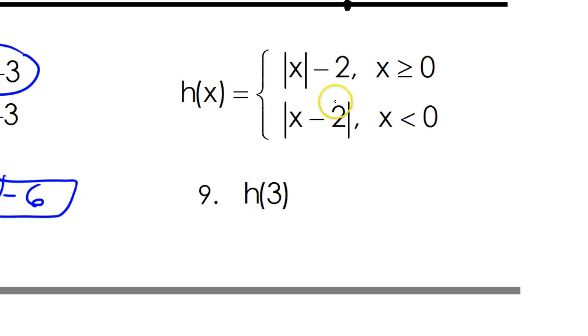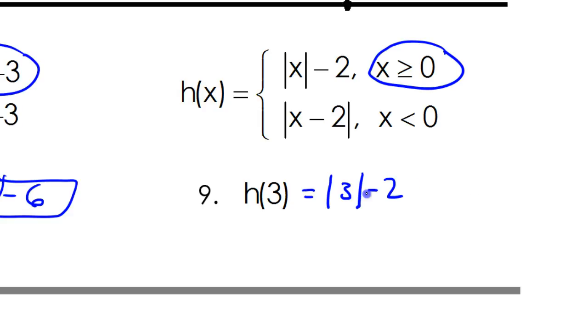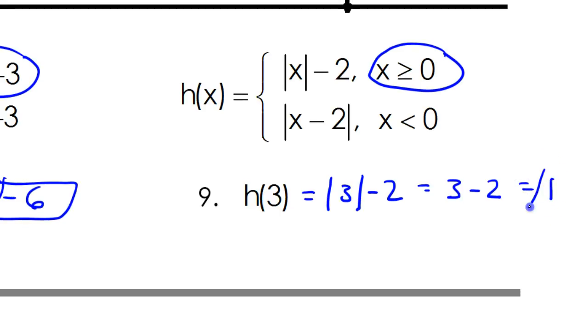So, let's see. So, RJ, am I going to use the top function or the bottom function for this problem? It's going to be the top function, all right, for x values greater than or equal to 0, and 3 is definitely greater than 0. So we use the top function. So that means we're doing the absolute value of 3 minus 2. But the absolute value of 3 is just 3. So it's just 3 minus 2. So it's just going to be 1. So the answer is just going to be 1.